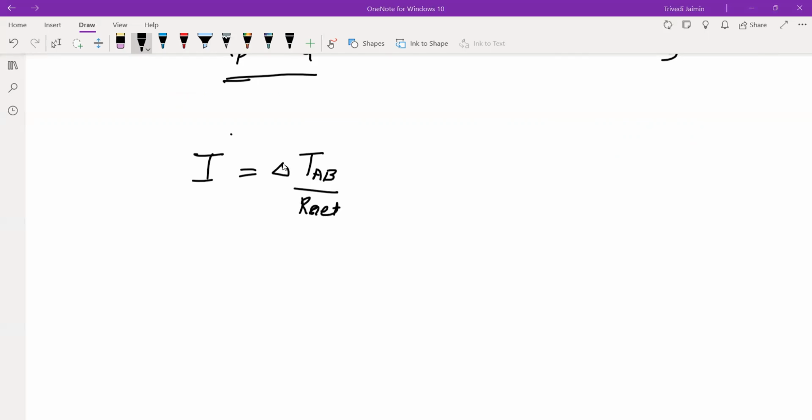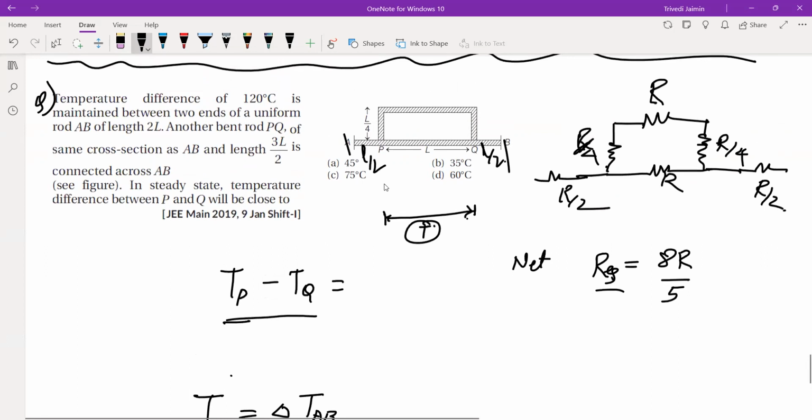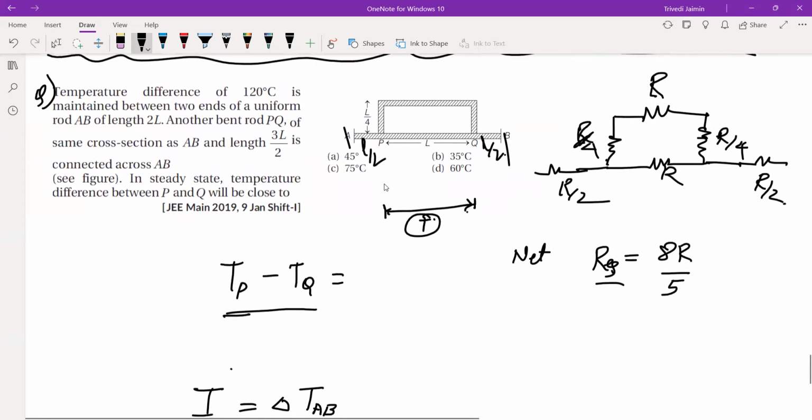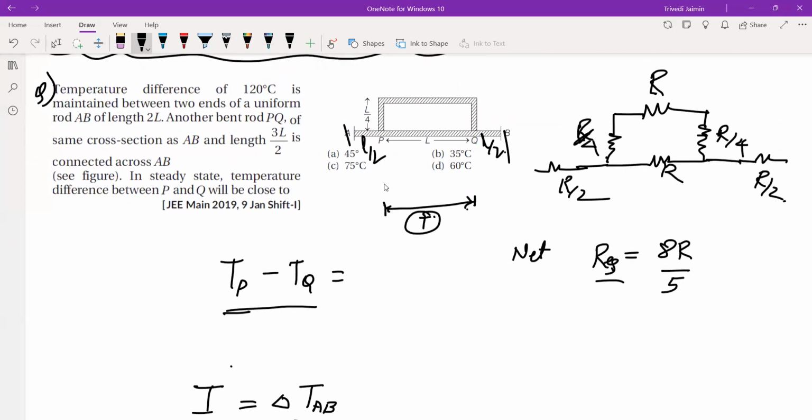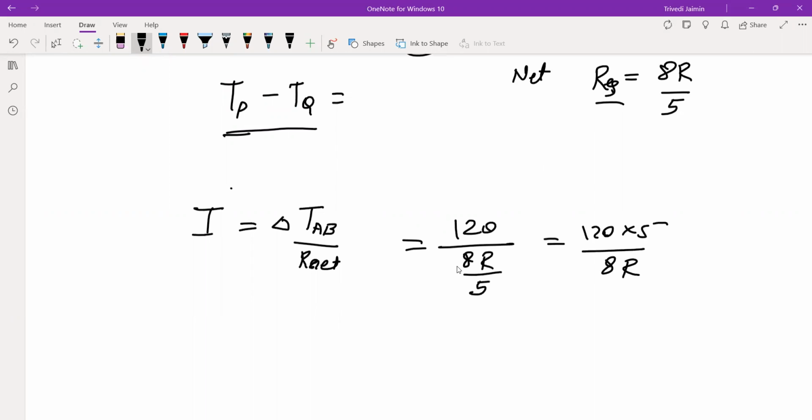Okay. So what is TAB? Temperature difference across AB, steady state. Okay. It is 0 minus 120. 120 divided by 8R by 5, which is 120 into 5 by 8R.